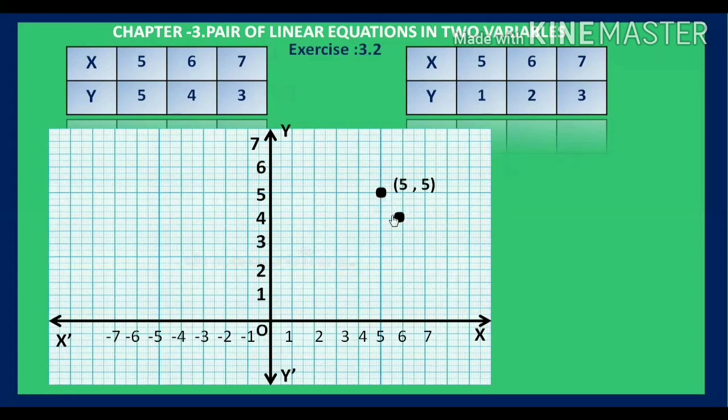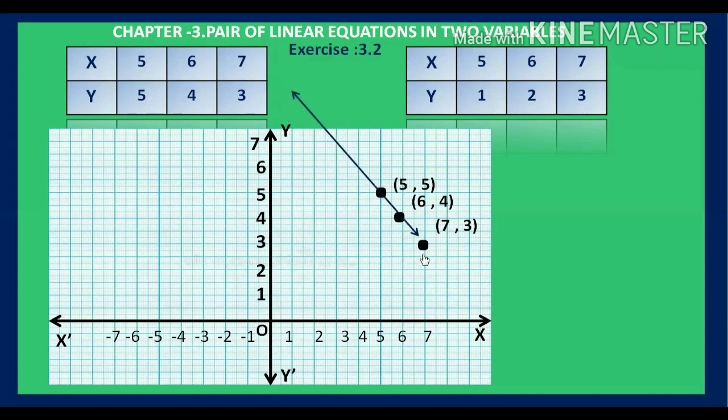So this is our point 6, 4. Let's write the coordinates 6 comma 4. Third is 7, 3, x is 7 and y is 3. 7 comma 3. So we plot all 3 points.